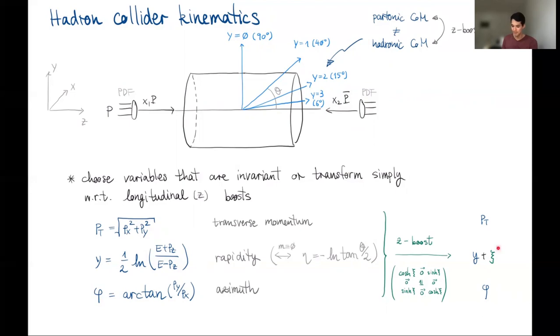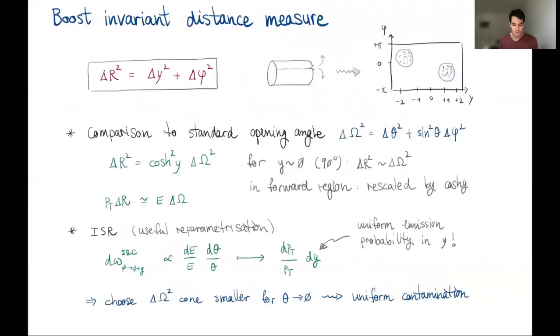So one thing that we then immediately notice from this boost transformation for the rapidity is that rapidity differences are invariants. So what we can do is define a boost invariant distance measure, which we call delta R. Delta R squared is given as the rapidity difference squared plus the azimuthal angle difference squared. So if I imagine taking the cylinder, cutting it, and unrolling it in this phi-rapidity plane, constant delta R then corresponds to circles in this plane.